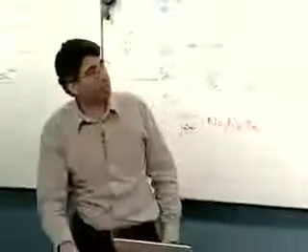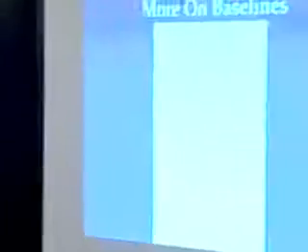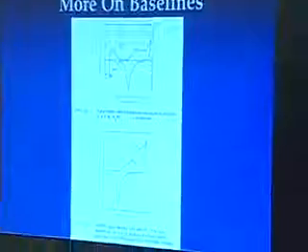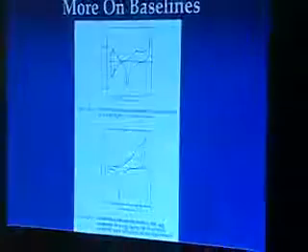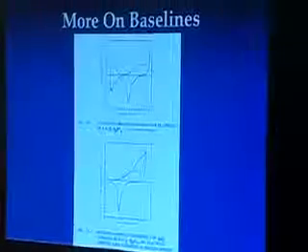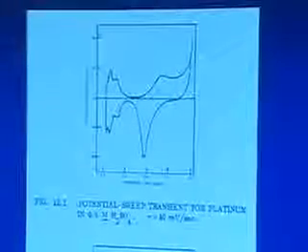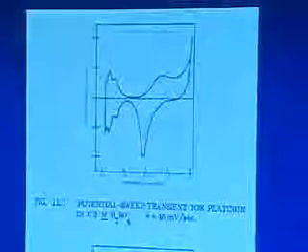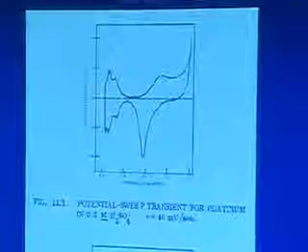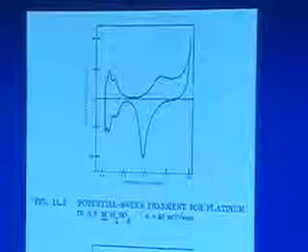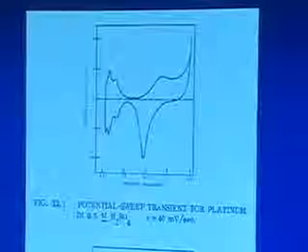This is out of Gileadi's book. The cyclic voltammogram on the top here is a platinum electrode in 1 molar sulfuric acid. Nope, I lie. Half molar sulfuric acid. Okay. No redox active species intentionally added to solution. There's just water, sulfuric acid, and the platinum electrode. That's the baseline. Okay. What's going on there?